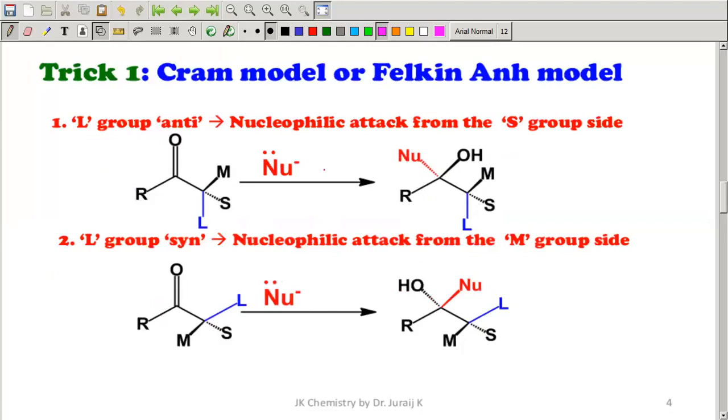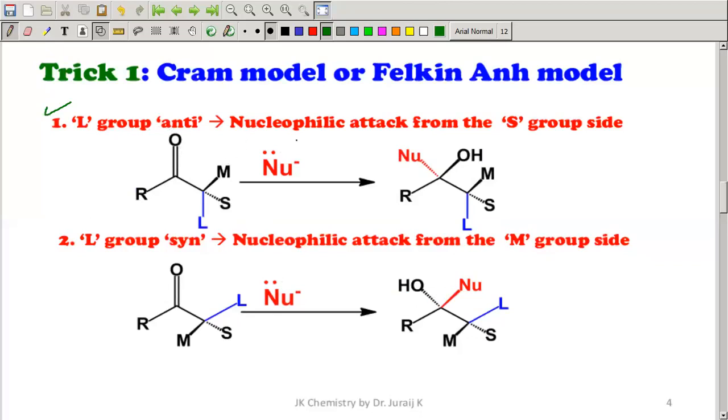So our outcome is whatever you are going to predict by using the Cram model and the Felkin-Anh model, we end up with the same product. No problem with this trick. Okay. So while we are moving to this trick, the first point is that your large group is anti. First situation, your large group is in anti position. So this is your large group anti position.